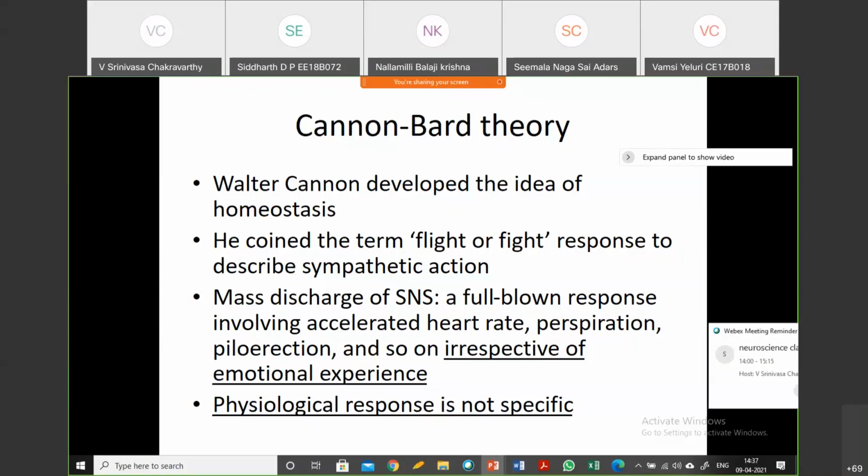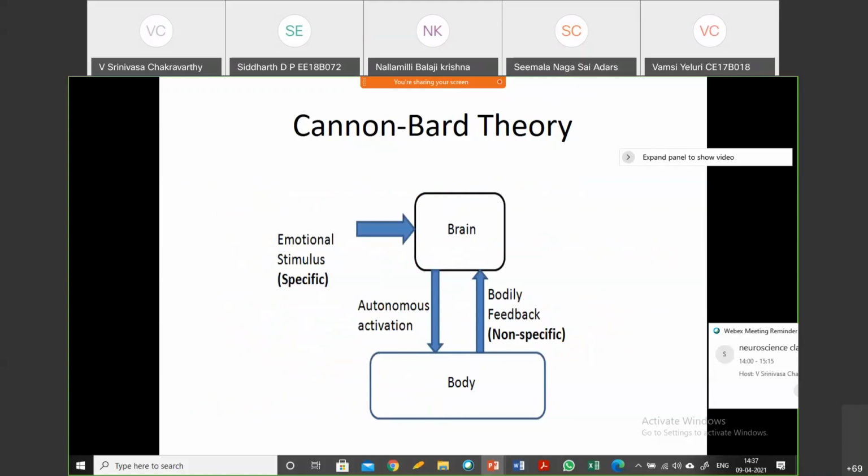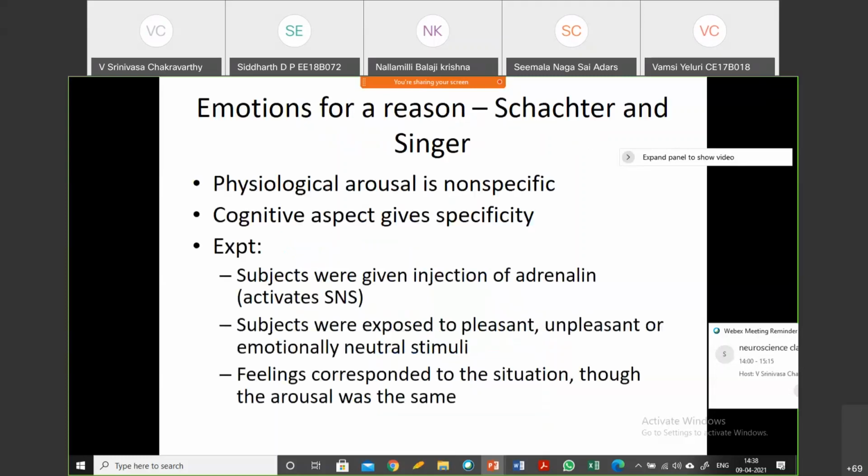So these physiological responses that you see in various emotions are not specific, right? So that is the Cannon-Bard theory. There's an emotional stimulus which is specific, like a bear, for example, right? And then the autonomic activation, the signal goes to the body, and there the same changes occur in the body, because the autonomic activation is usually SNS, sympathetic activation. And whenever it happens, the same set of things happen all the time. So the feedback is also non-specific, and that goes to the brain. So this is called the Cannon-Bard theory.